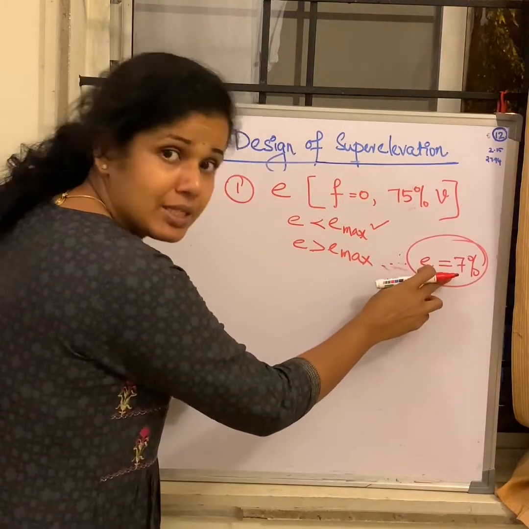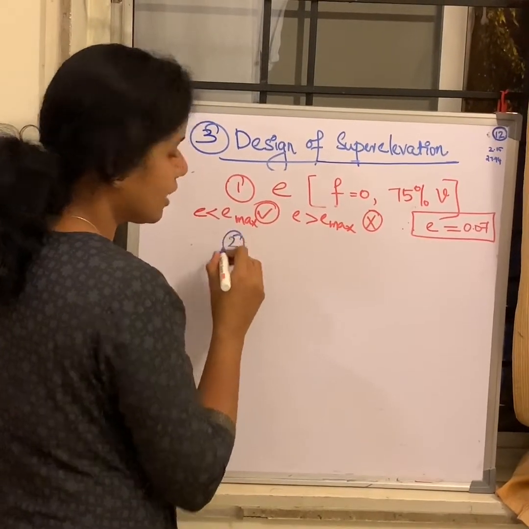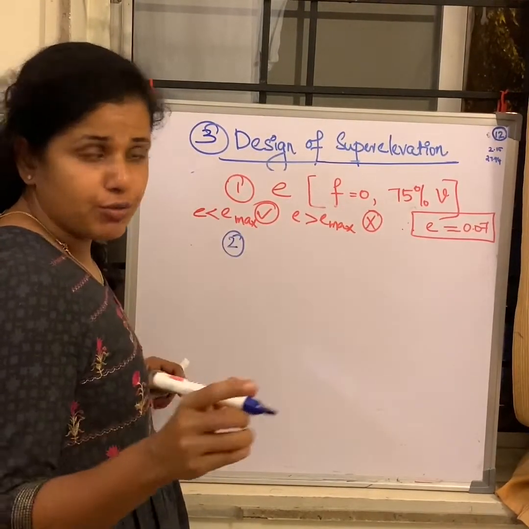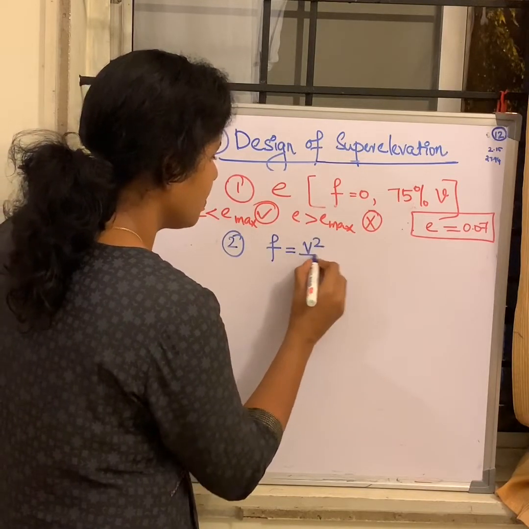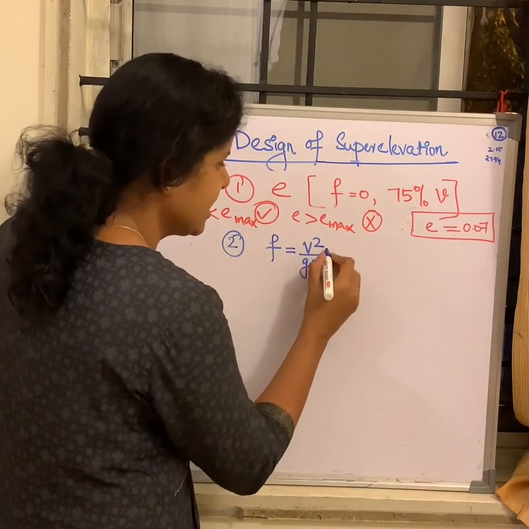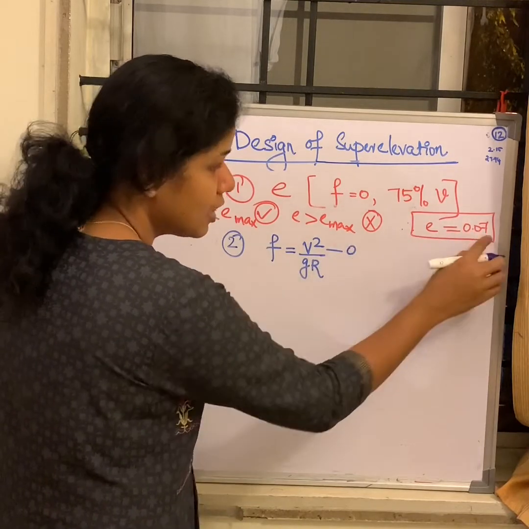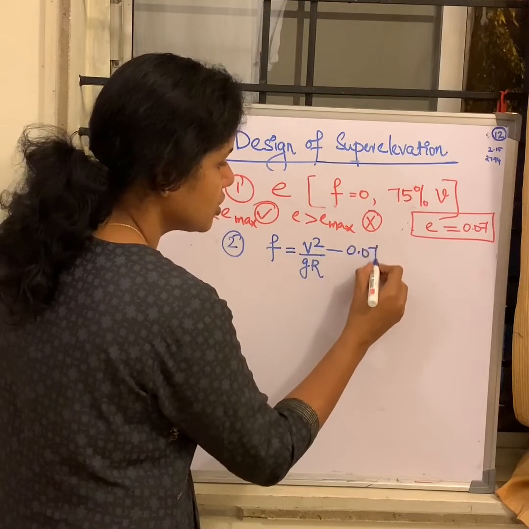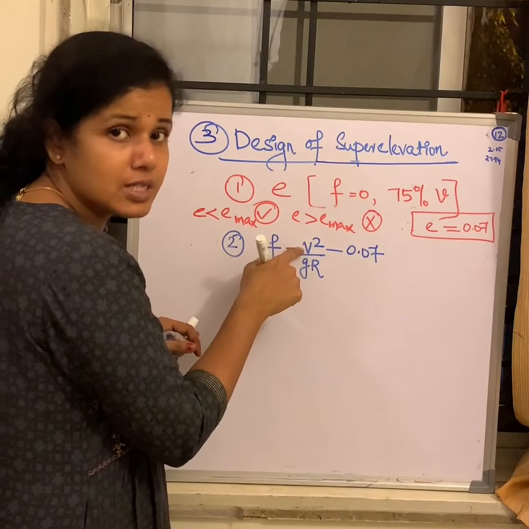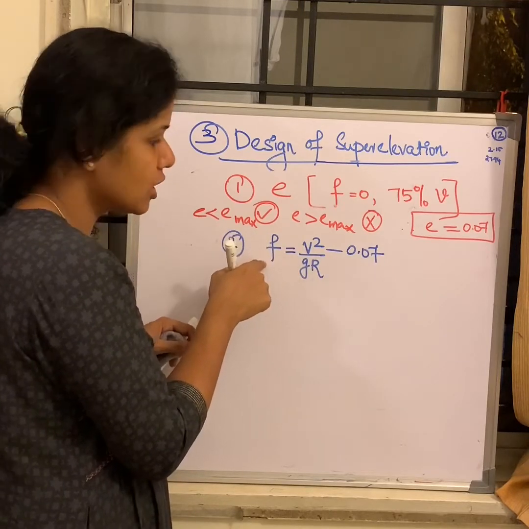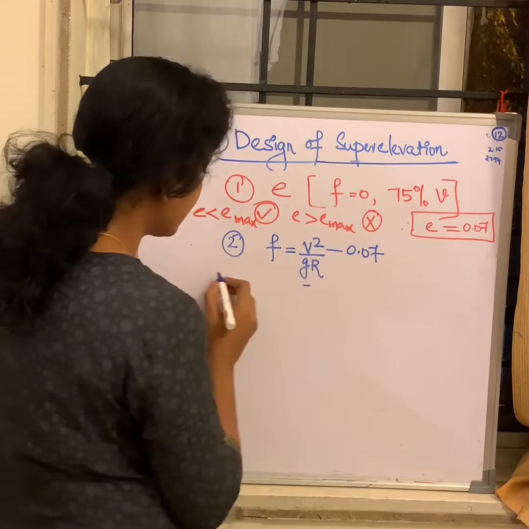But when I limit this, I need to check the other parameters. In step 2, you will calculate the coefficient of friction. I'm going to write the equation f = V square by gR minus e, where e is the limiting value of super elevation, 0.07. Please note this point, very important, because we are considering the full design speed for the coefficient of friction calculation.